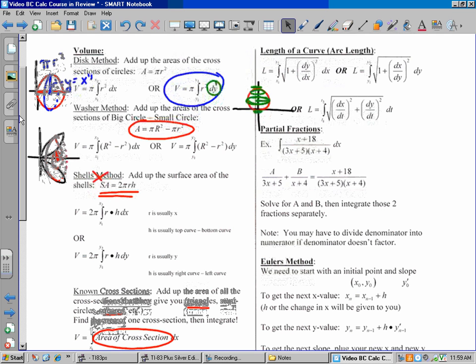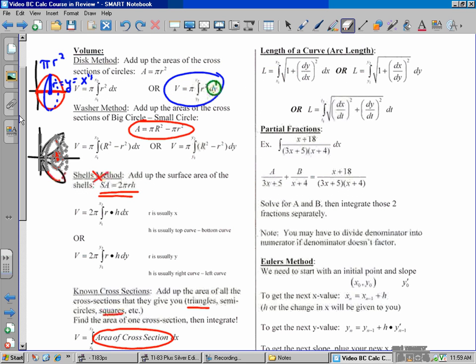What else do we have here? The length of a curve. All right, so over here, the length of a curve is found by integrating the square root of 1 plus the derivative squared. All right, if it's parametric, then there's no 1 plus. It's the derivative of the x equation squared plus the derivative of the y equation squared.